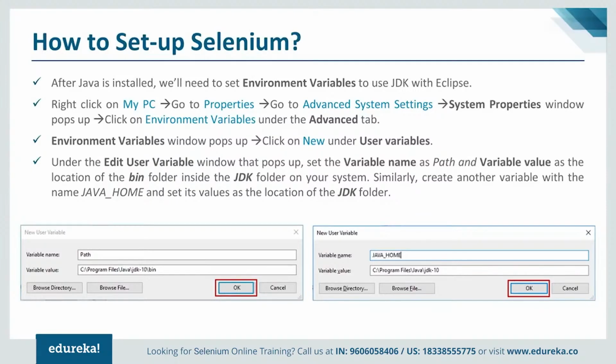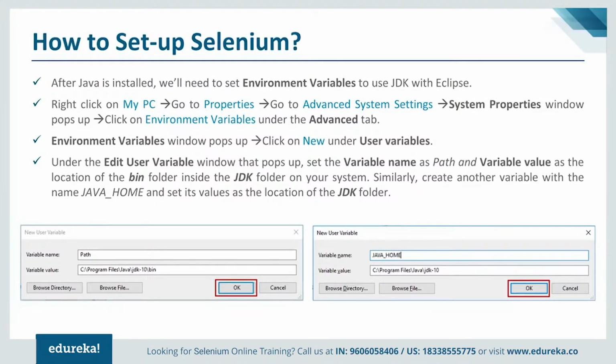So once you have done that, go ahead and click on OK and create another new variable in the same fashion and name it Java_home this time, and set the value of the variable as the location of the JDK folder on your system. So once you've done that, click on OK and you're done setting up your environment variables, and you can use JDK with Eclipse.